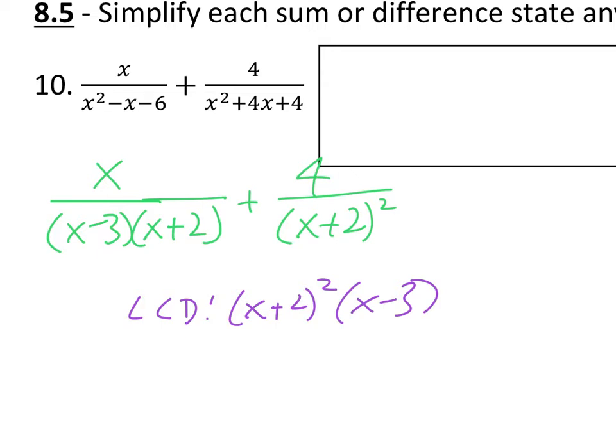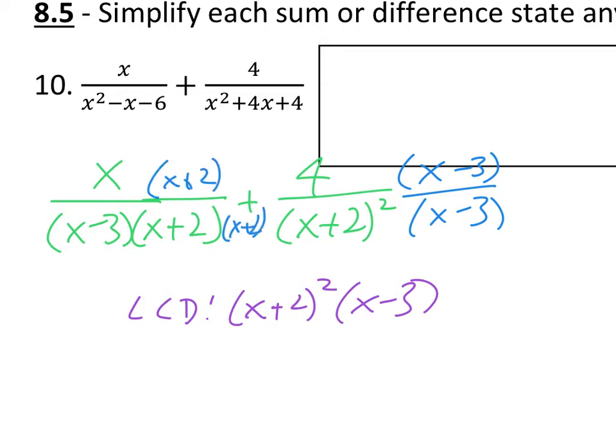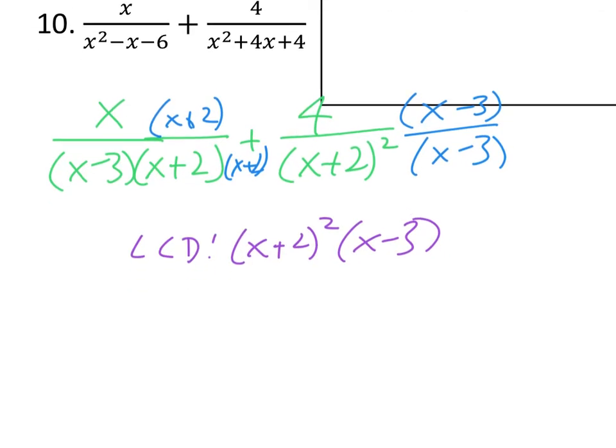denominators. So the 4 has the (x plus 2) squared, it does not have the (x minus 3). So we multiply top and bottom by the (x minus 3). The x has the (x minus 3) and it has an (x plus 2), but not an (x plus 2) to the second power. So we multiply top and bottom of this by an (x plus 2). So we need to then simplify our numerators.